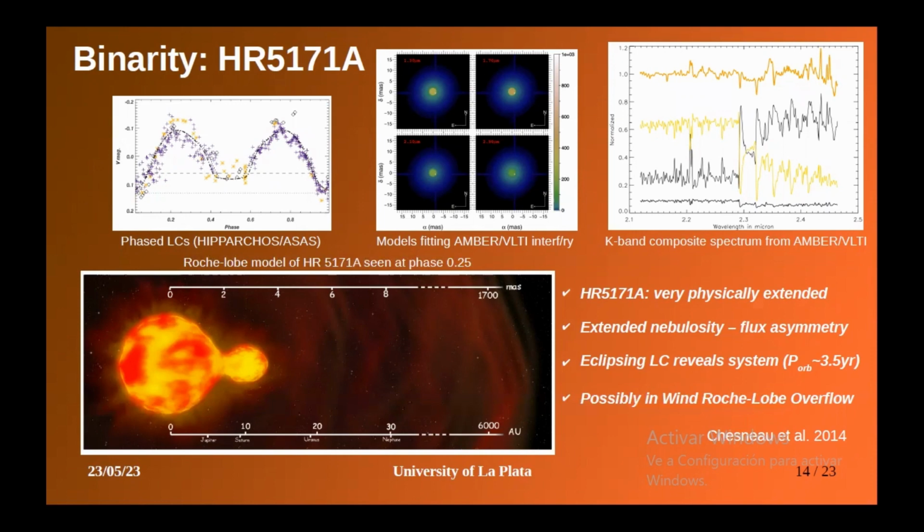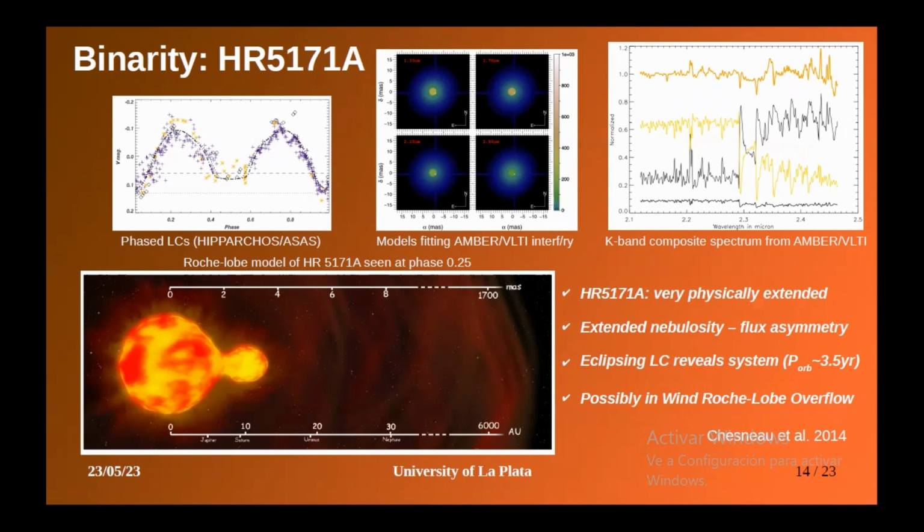Indeed, the star with Hipparcos and ASAS data showed evidence of an eclipsing configuration. So this is a phased light curve of the star, which shows a nice eclipsing binary with an orbital period of 3.5 years.